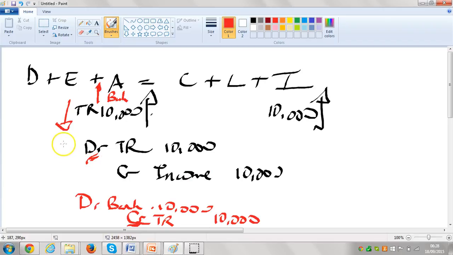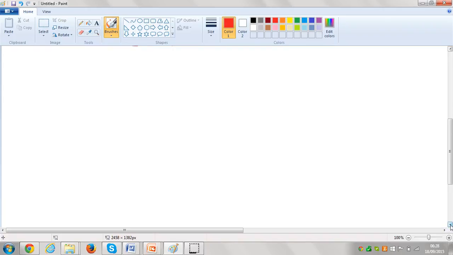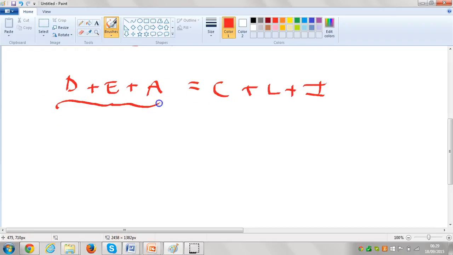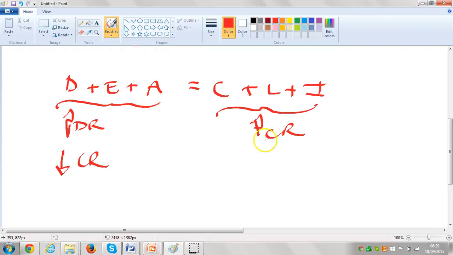But the key point is what I need you to do for now is to be able to play with debits and credits and write out, using this idea, that D plus E plus A is equal to C plus L plus I, and when anything on this side goes up, we debit it, and when anything on this side goes up, we credit it. When anything on this side goes down, anything on this side goes down, we credit it, and when anything on this side goes down, we debit it.